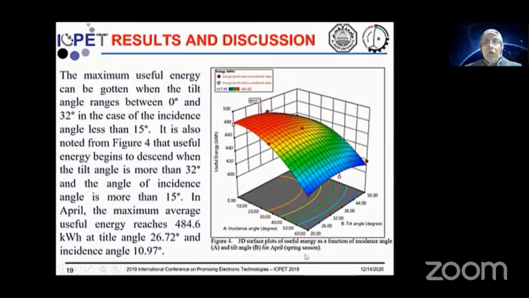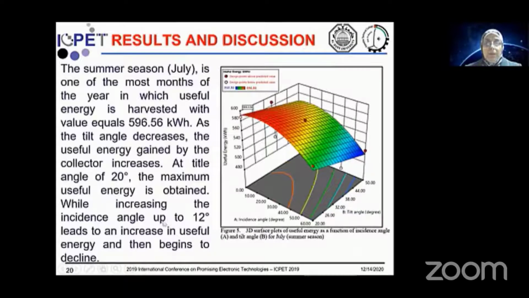This diagram corresponds to spring, April. We see that the most useful energy also occurs at a small incidence angle, but also at small tilt angles. So tilt angles go from 0 to 32 and incidence angles less than 15, where we can get the maximum useful energy. The maximum gained in this month was 484.6 kilowatt hours at a tilt angle of 26.72 degrees and an incidence angle of 10.97 degrees.